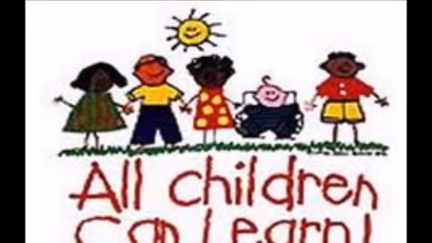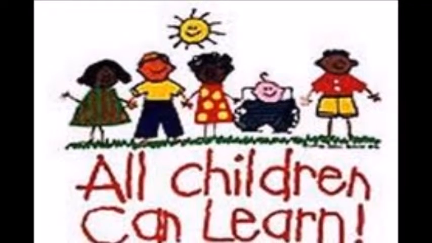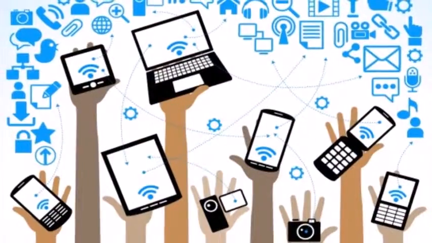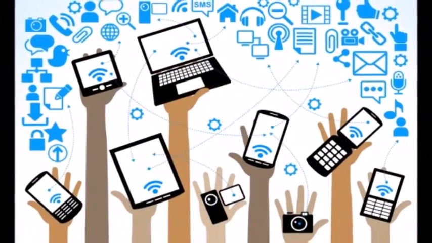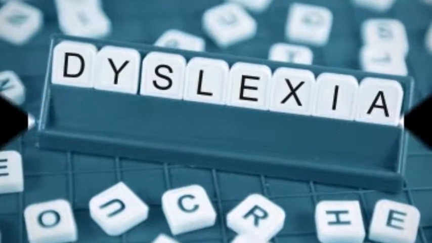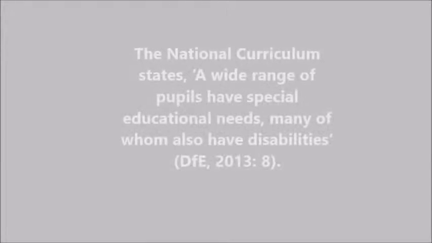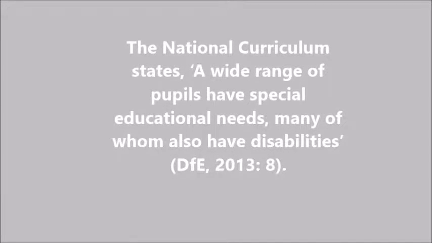Children with SEND have the right to be placed in mainstream schools as much as possible in order for them to receive an equal education. Technology can be used in supporting children with SEND to facilitate any needs they might have. I'm going to focus on the specific learning need dyslexia and how digital technology can help in overcoming the educational barriers a child with dyslexia may face.